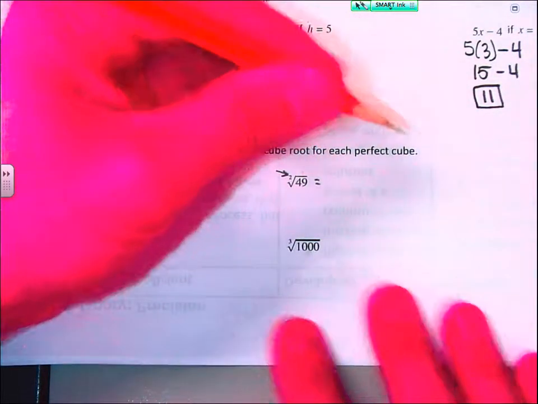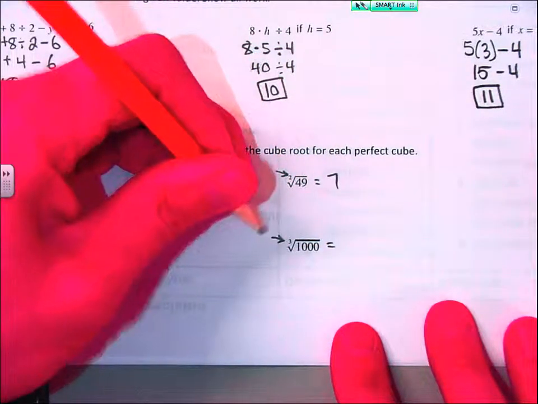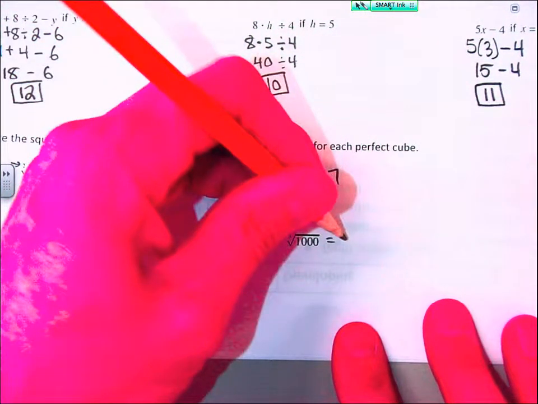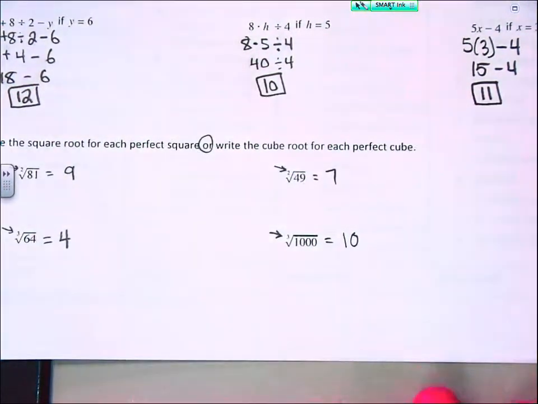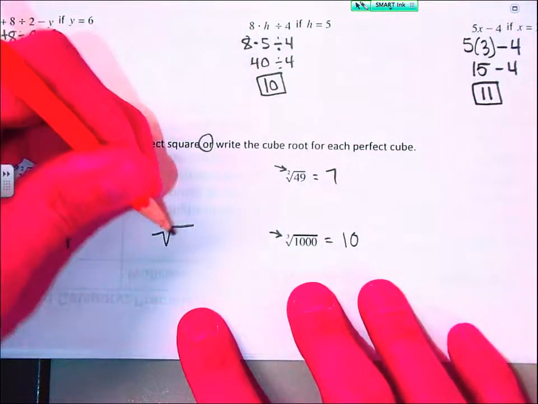Square root of 49 is 7. The cube root of 1,000 is 10. Okay? Now, I can guess and check if I don't recognize some of these. So let's say it's the cube root of 343.